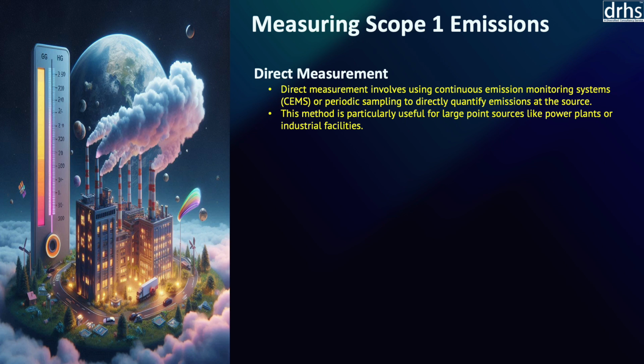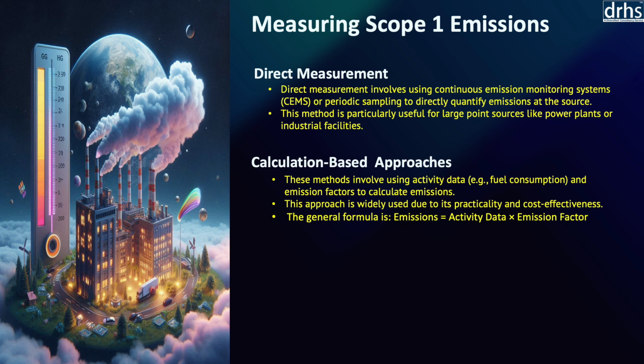The Intergovernmental Panel on Climate Change, that is IPCC, notes direct measurement of emission can provide the most accurate result but is generally more expensive than other approaches. The next is the calculation based approach. Calculation based approach estimates emission using activity data such as fuel consumption and emission factor, which represent the average emission per unit activity. This method is widely used due to practicality and lower cost compared to direct measurement.